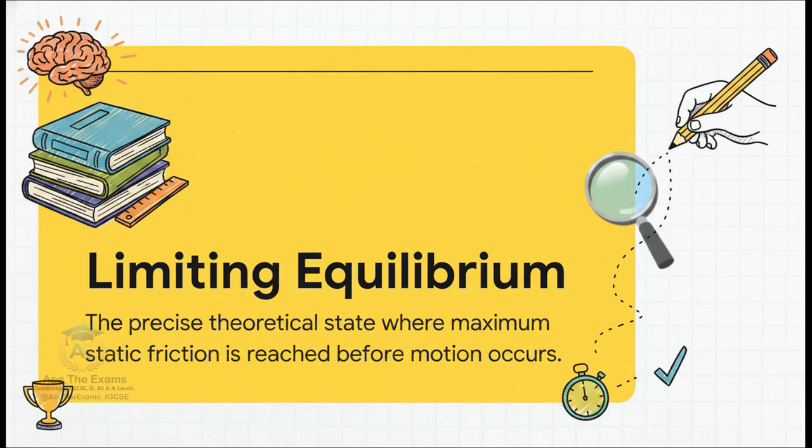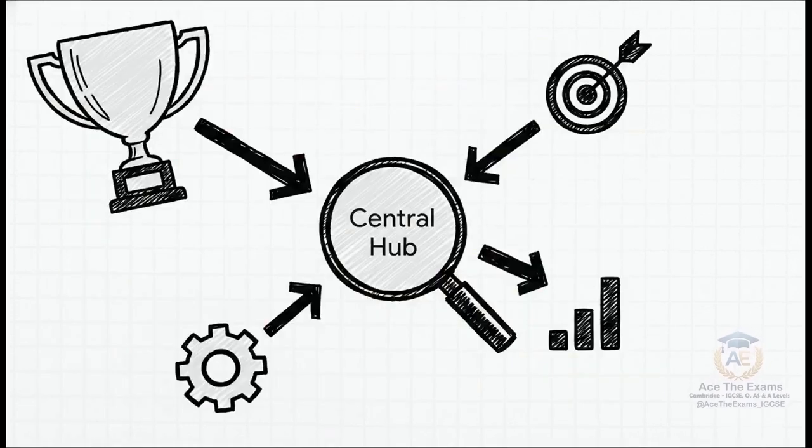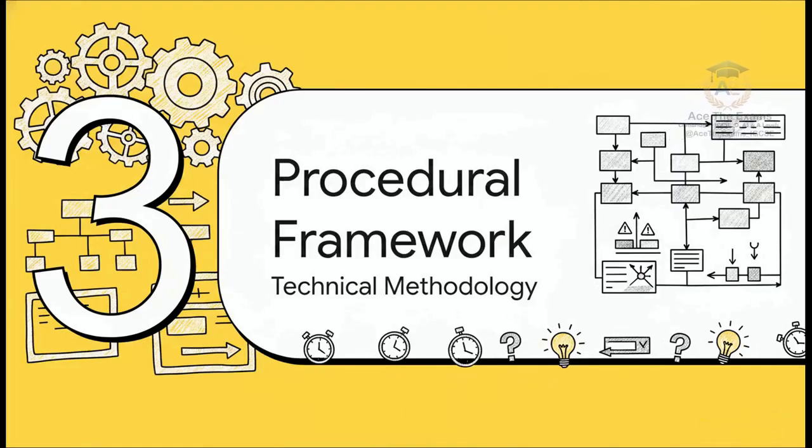The very best candidates, they always lock down this precise terminology and this theoretical state before they even think about throwing numbers into an equation. And the principal examiner reports highlight a massive competitive advantage right here. Candidates who integrate cross-topic connections, like connecting friction to kinematics or resolving forces on an inclined plane, they achieve significantly higher marks. It's all about showing the examiner that you see the entire interconnected mathematical ecosystem, not just isolated standalone equations. Segment 3, the procedural framework.